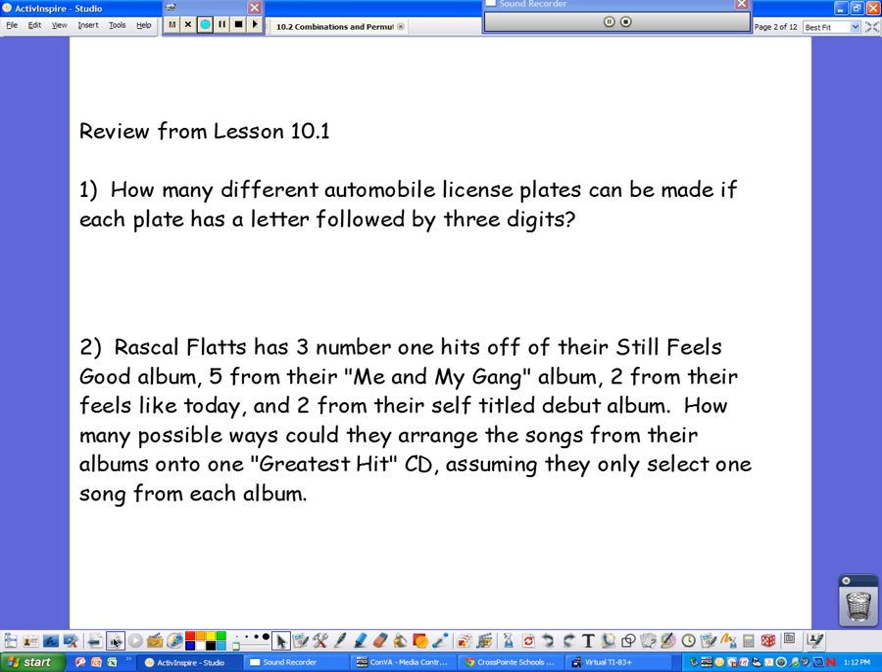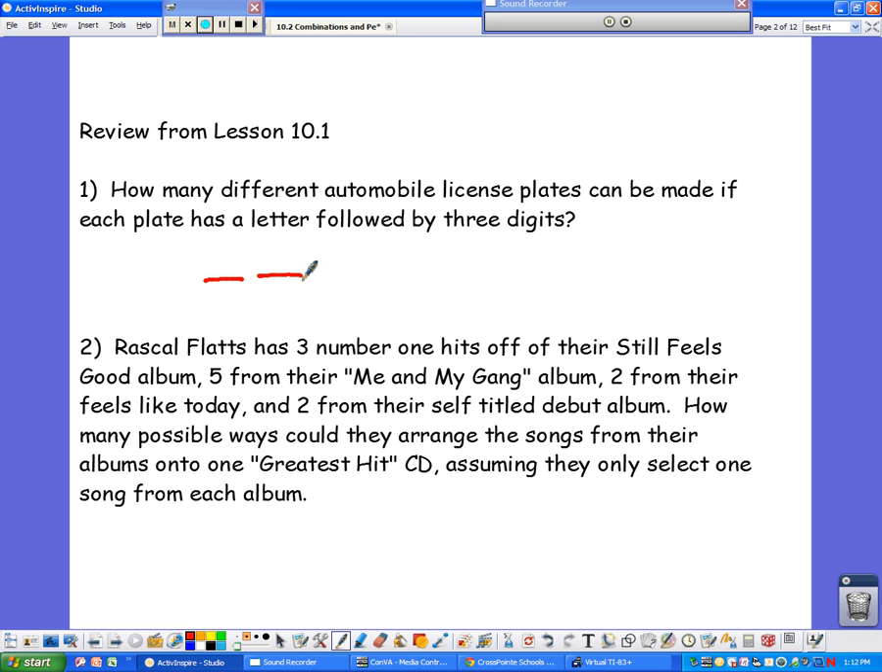All right, question number one is, how many different automobile license plates can be made if each plate has a letter followed by 3 digits? Now remember, one thing you always need to be careful of and mindful of is, do the digits repeat? You're always going to want to assume that the digits, or the letters as far as that goes, are allowed to repeat unless we specify otherwise. So remember, the first thing is we're going to make a sample.